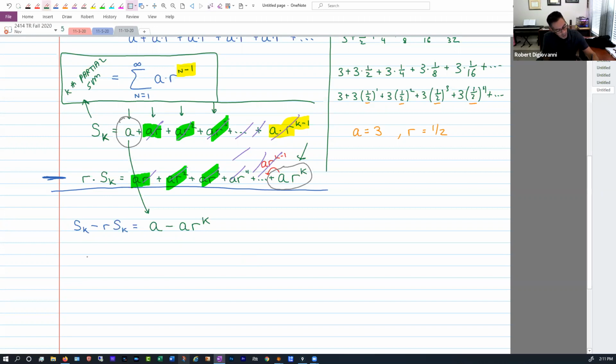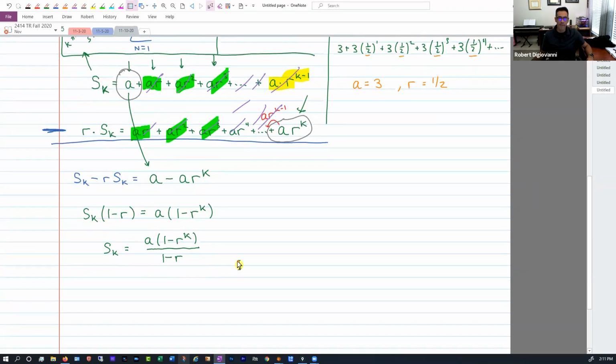So what are we going to do? We're going to factor out on the left side an S sub k. And if I do that, I'm left with 1 minus r. And on the right side, I'm going to factor out an a, and I'm left with 1 minus r to the k. And then I'm going to divide both sides by 1 minus r. Do you all follow that algebraically? I just factored S sub k out. Here I factored an a out. I divided both sides by 1 minus r.